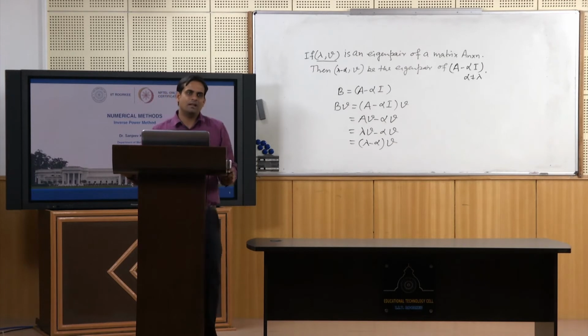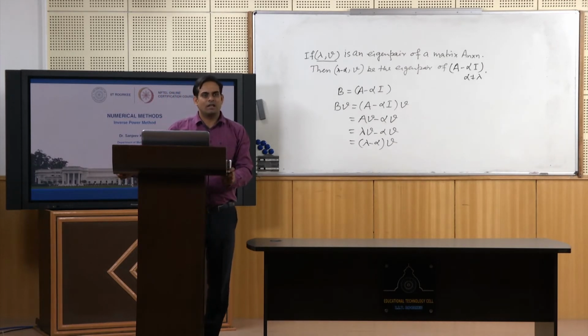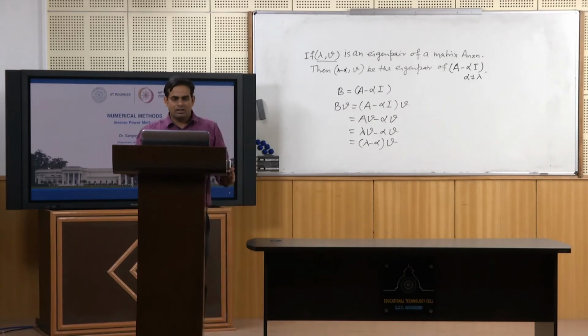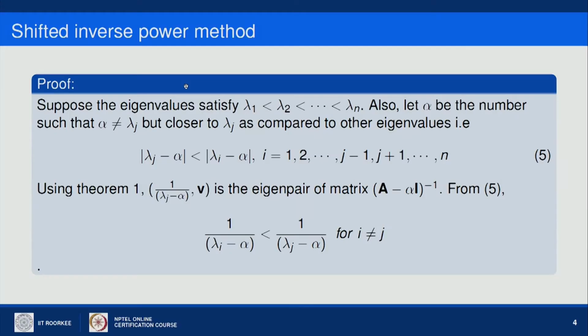So, for example, if I want to find eigenvalue 4, alpha should be somewhere around 4.2 or 3.8 or 4.3, 3.7, like that. The proof of this result can be given very easily. Suppose the eigenvalues satisfy lambda 1 less than lambda 2 up to less than lambda n. Also, let alpha be a number such that alpha is not equal to lambda j, but very close to lambda j as compared to other eigenvalues.